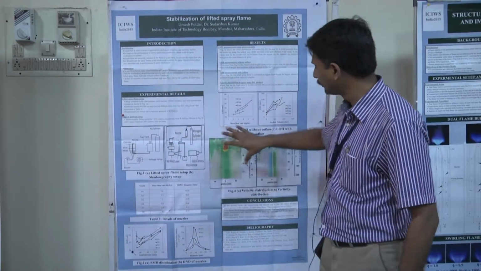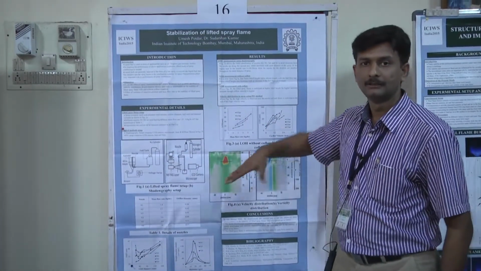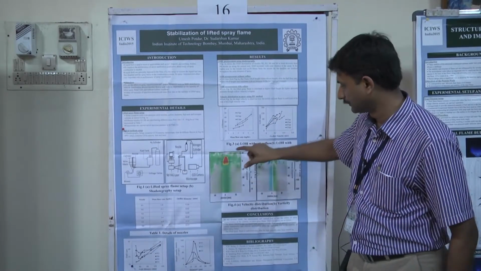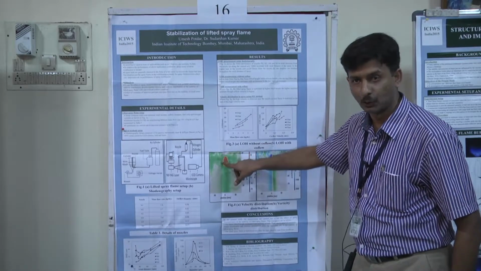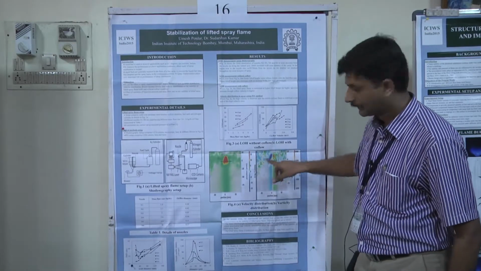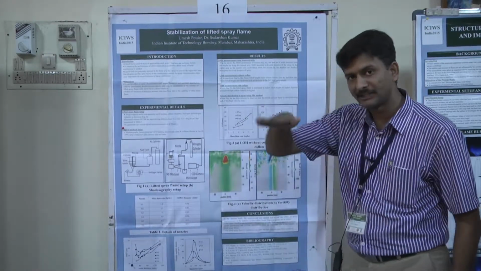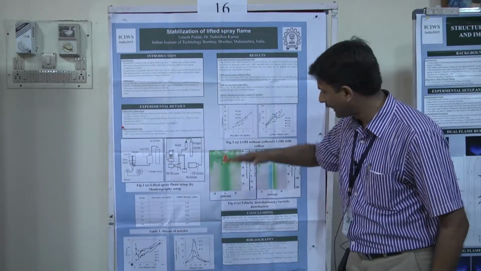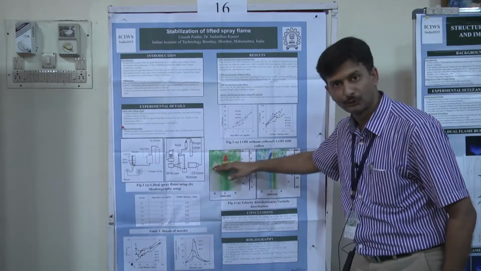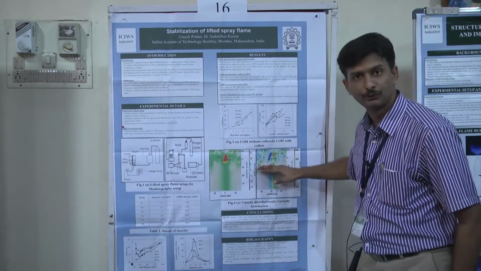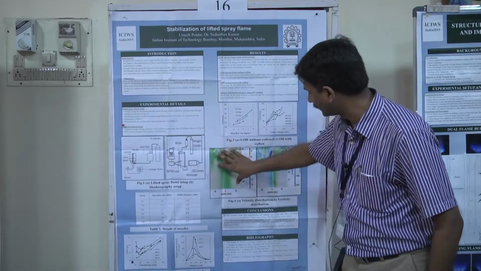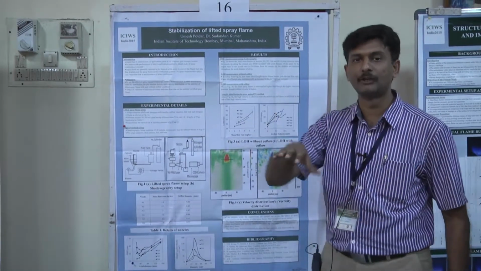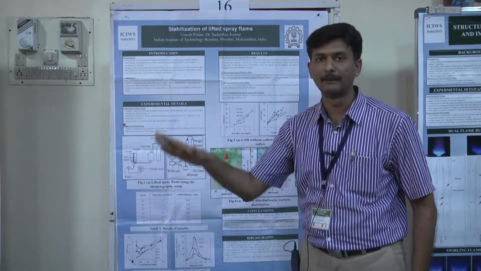Apart from this, we carried out the PIV also to measure the velocity and the vorticity distribution. If you observe here, we got a high velocity zone and the recirculation zone, and this black line indicates the stabilization of the liquid spray flame. So your flame gets stabilized at the end of the high velocity zone and at the end of the recirculation zone. Means not only the SMD distribution, but the velocity and vorticity distribution also are responsible for the stabilization of the liquid spray flame. Thank you very much.